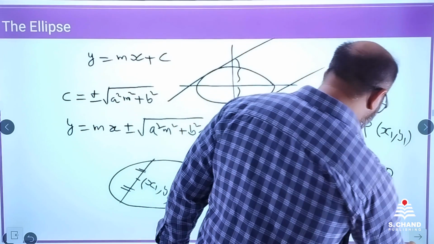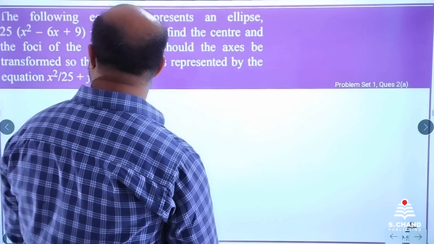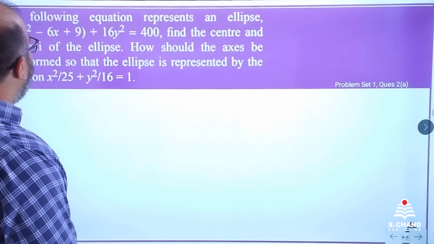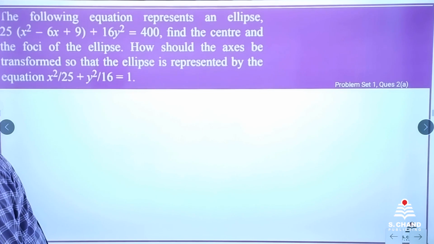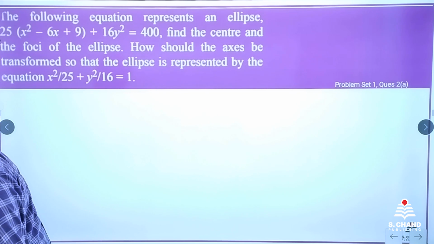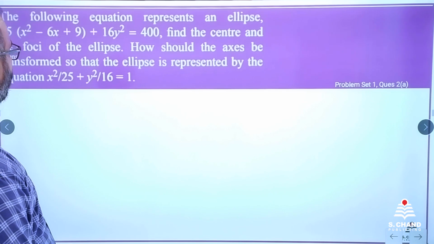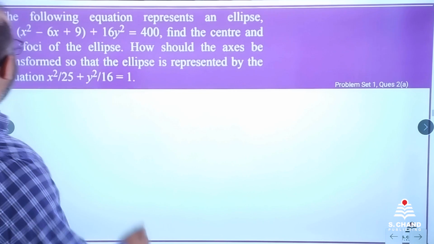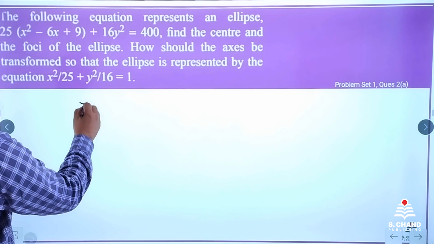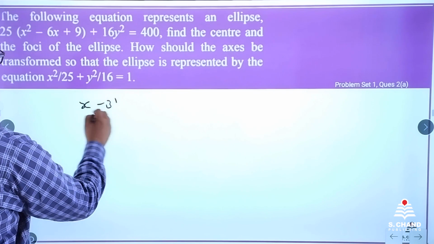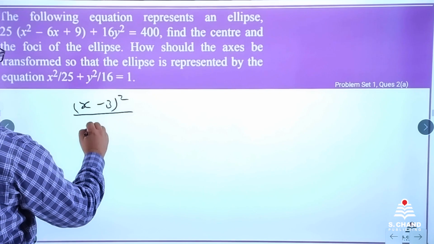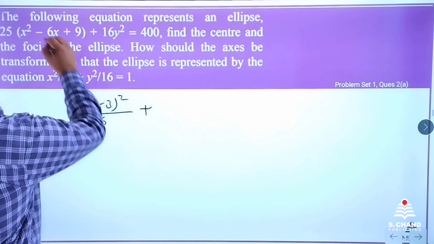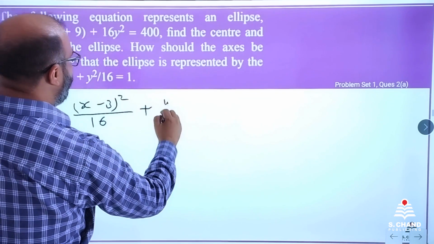Now we talk about some questions here. The following equation represents an ellipse. Find the center and the foci of the ellipse. How should the axis be transformed so that the ellipse is represented by the equation x square by 25 plus y square by 16 is equal to 1? So we can write this equation as x minus 3 whole square, and when we divide by 400 it will be 16 here, and we divide by 400 here, it is 25 here.